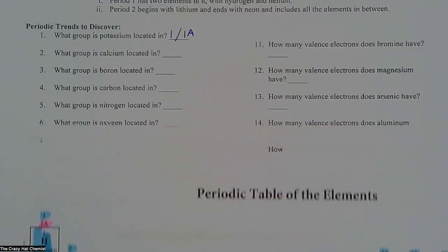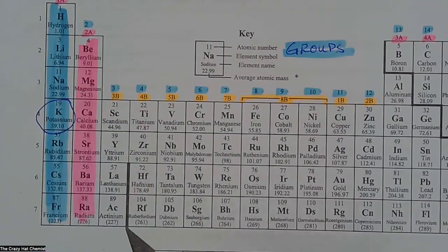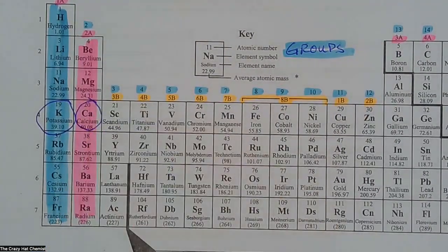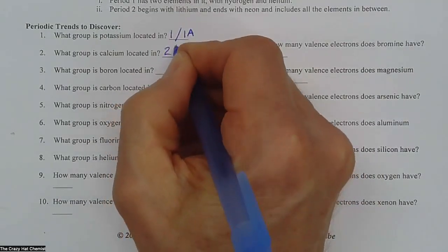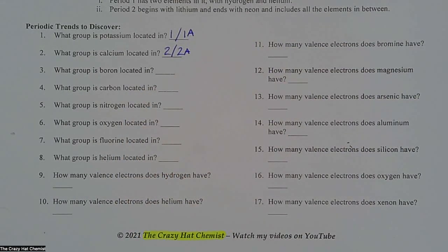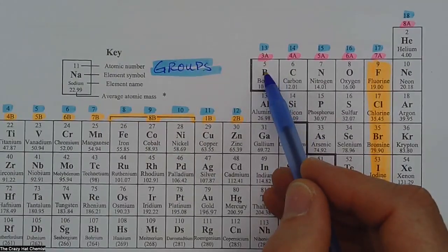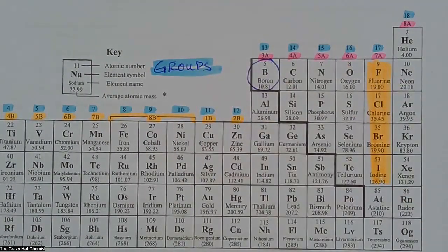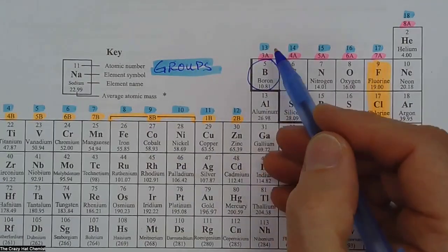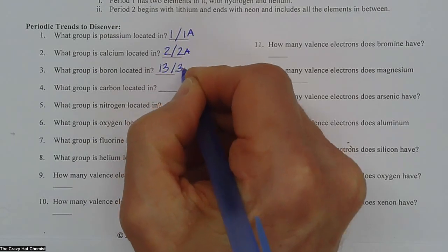All right, next question, number 2, what group is calcium located in? Calcium is right here, right adjacent to potassium. That's element number 20. It is in group 2 or 2A. Okay, number 3, what group is boron located in? Boron is right here. That is element number 5, and that is in group 13 or 3A.